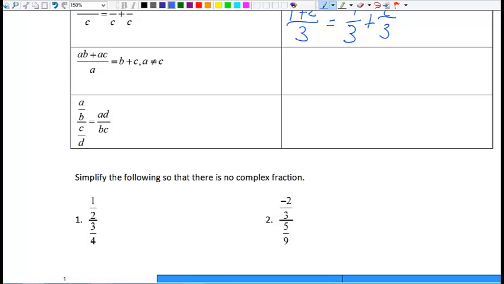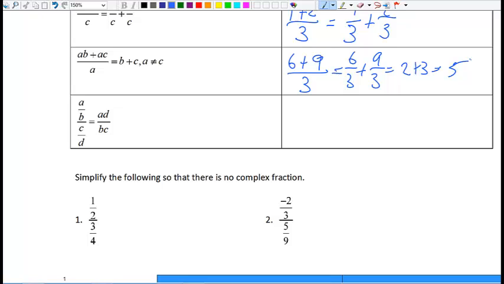Next rule, a variation of that last rule, if I've got some sort of common factor. Say I've got 6 plus 9 all divided by 3. I can break that up and get 6 over 3 plus 9 over 3. And then I can divide both things by 3. So that gives me 2 plus 3, which is 5.